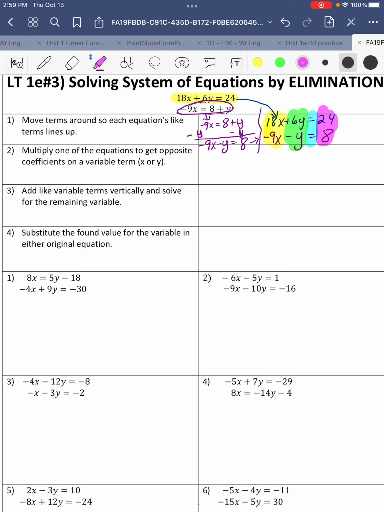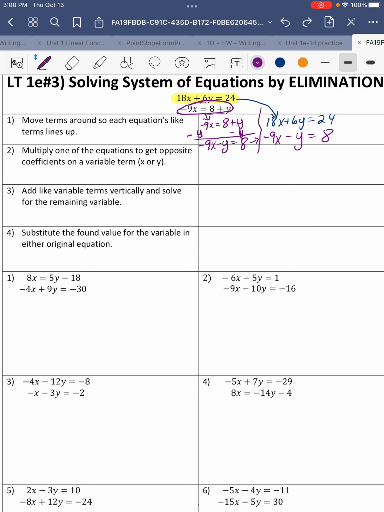Now, our next thing for elimination is we need to multiply one of the equations to get opposite coefficients on the variable terms. So we need to look at 18 and negative 9, like on the x's. How can we multiply one of those to get it to equal the other? The bottom equation, we can multiply that by 2. That will give you negative 18, and the top is going to be positive 18. Or we could have done it with 6y and negative y. We could multiply the bottom equation by 6, and then you'll get a positive 6y and a negative 6y. So it does not matter which one you choose.